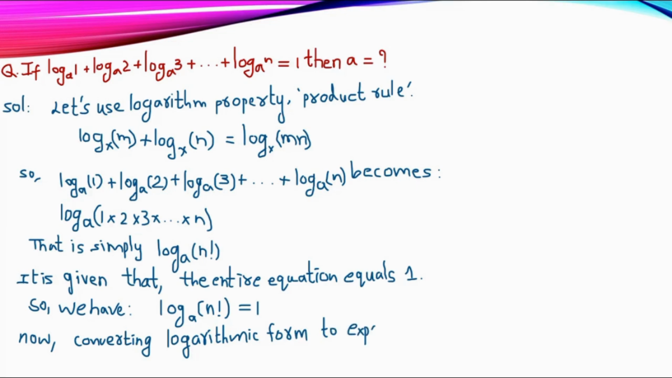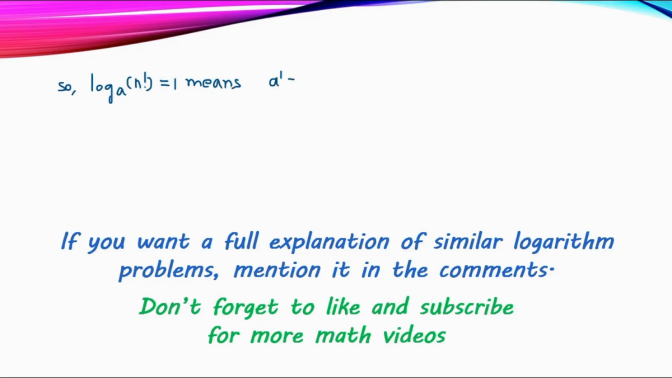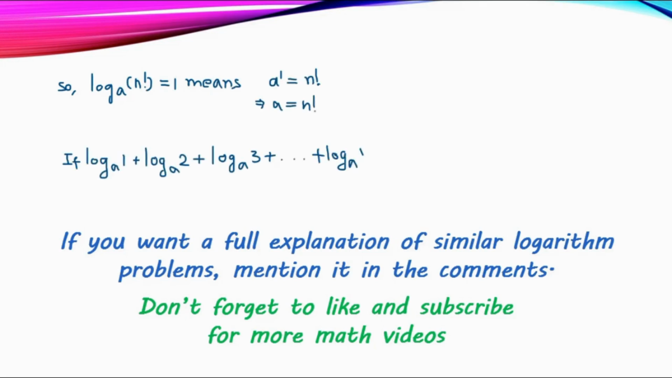Now, converting this logarithmic form to exponential form, which is written as log base a of n equals x, that implies a to the power x equals n. Here log base a of n factorial equals 1 means a to the power 1 equals n factorial.